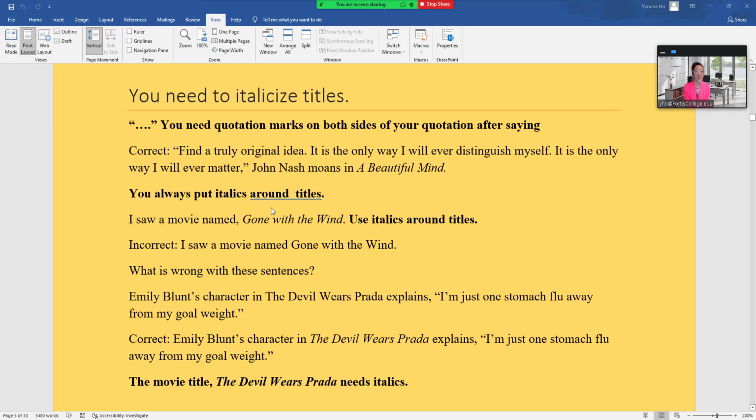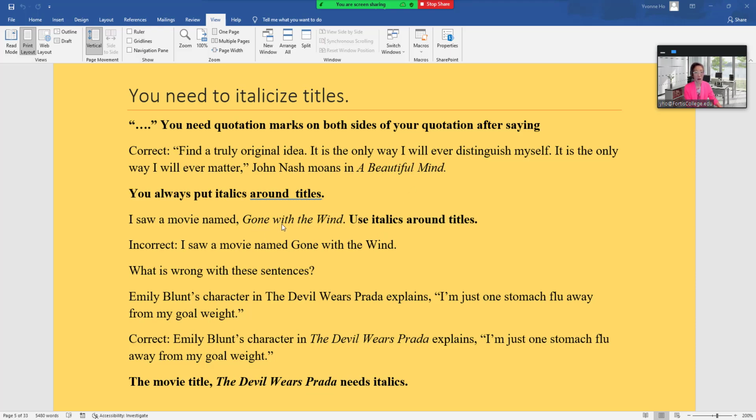You need to italicize titles. Not only do you need both quotation marks around each quotation, for example, this is correct: "Find a truly original idea. It is the only way I will ever distinguish myself. It is the only way I will ever matter," John Nash moans in A Beautiful Mind. A Beautiful Mind, it was a great movie, is a movie title. So when you have a movie title, you have to italicize it.